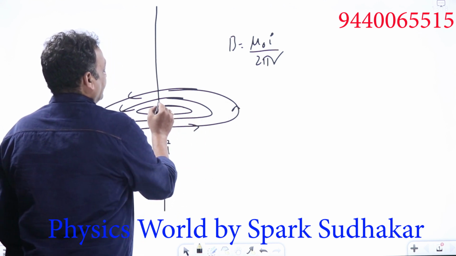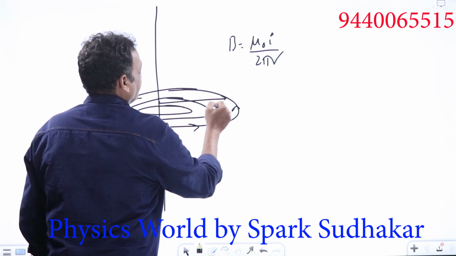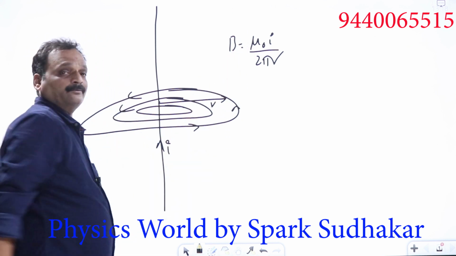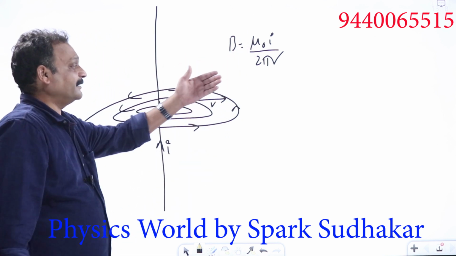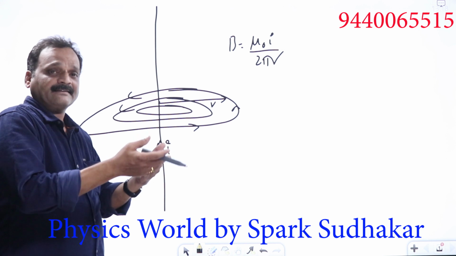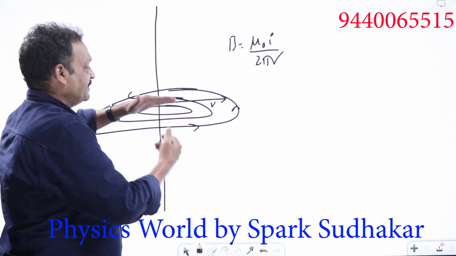Okay, what is the magnetic field at any perpendicular distance r? B equals mu naught I by 2 pi r, we see. Using Ampere circuital law is the fastest way to get this result. Now I'll change the figure.